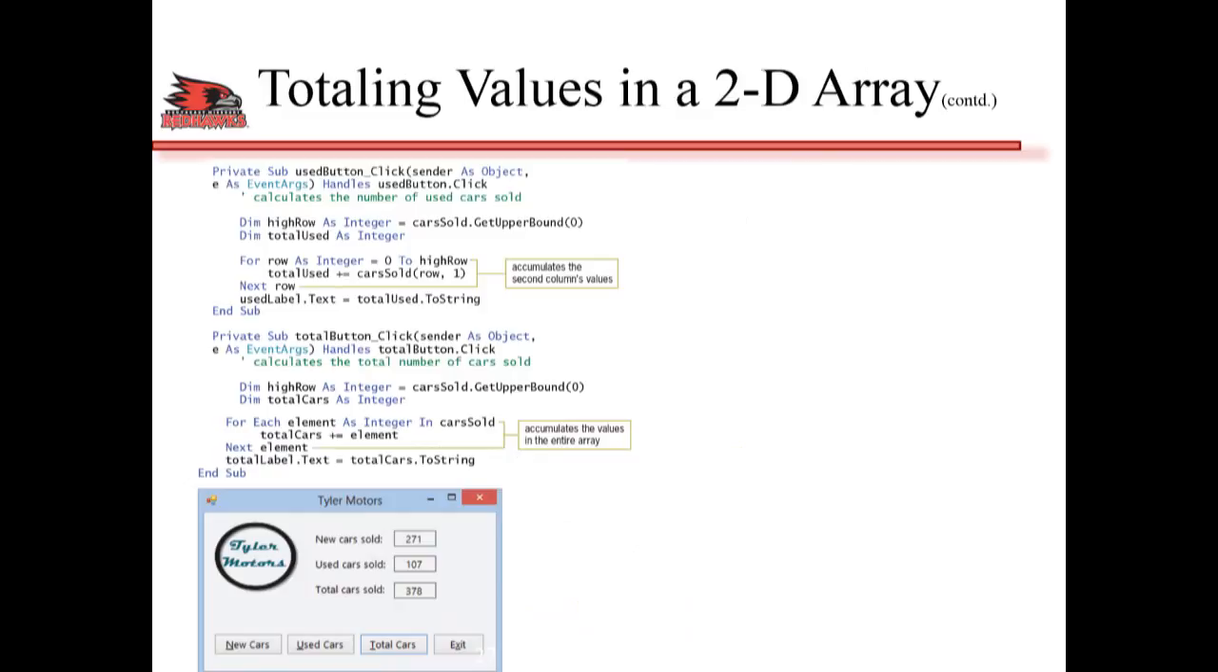Similar to that is the used button. It goes through the second column and adds up everything to get the total number of used cars. And finally, in the total button dot click event, we don't use the same idea, because we can just use the for each, which goes through every element in the 2D array to get you the total cars sold. So it adds up every element and accumulates that in total cars to get you the total number of cars sold.